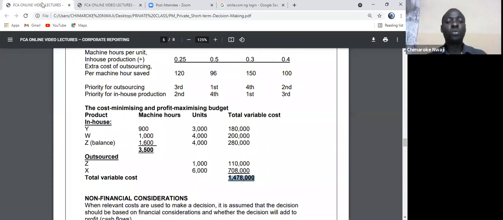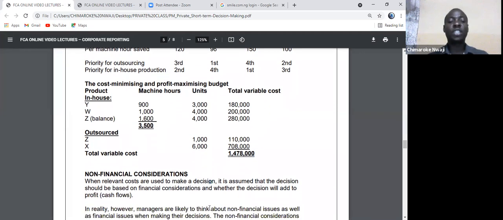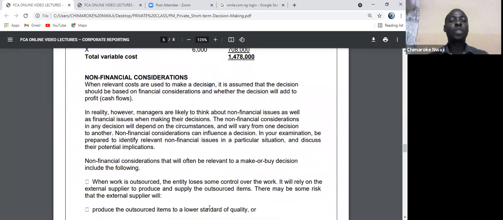And assuming you do the whole of Z and you start doing the next one, you do Y, and you now do part of W and outsource the whole of X, you are going to be spending more variable costs. Any other method will lead to a higher variable cost. Only this will give you the lowest variable cost. So that's why you are going to do this. Now we've come to the non-financial consideration, which we talk about.